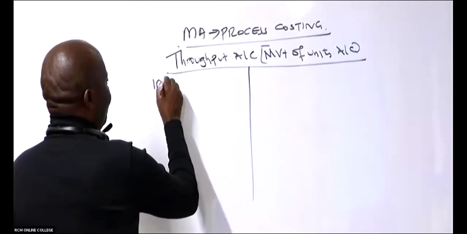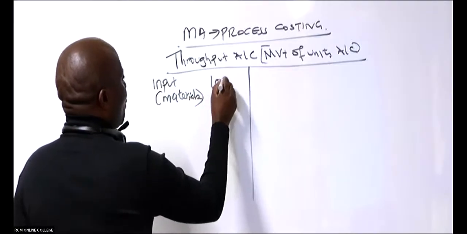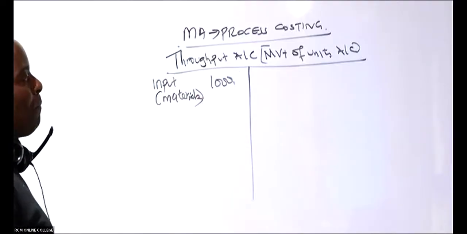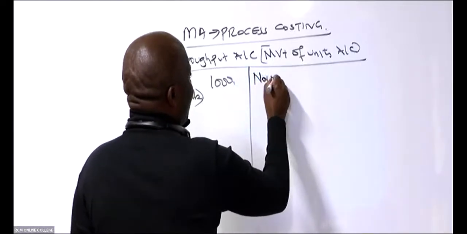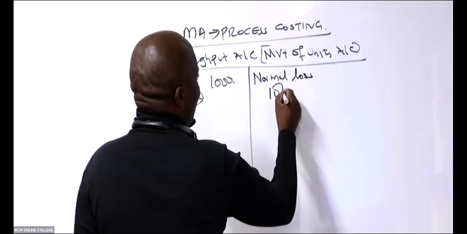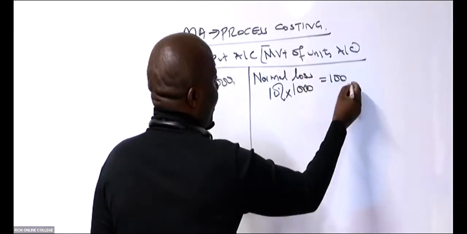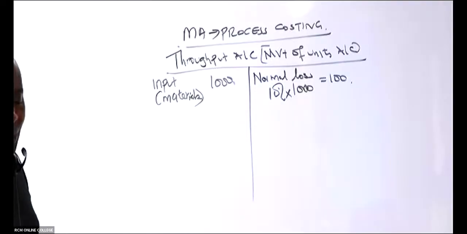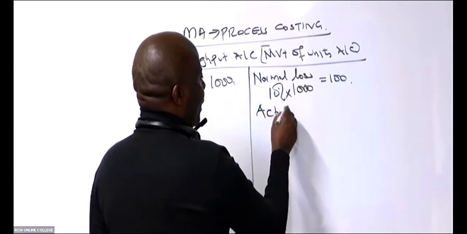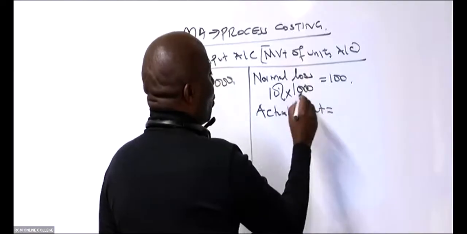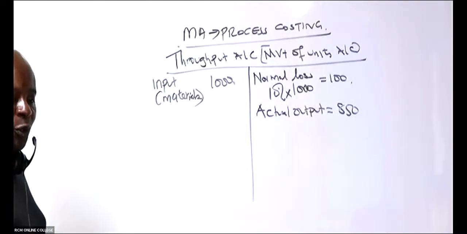So we have input in the form of materials, 1,000 kilograms being put in. And then, ladies and gentlemen, we have our normal loss. Normal loss, they have told us, is 10% of the input. 10% of 1,000 gives us 100. And in the same question, they have given us the actual output, a figure of 850. So now I should be able to balance this account.